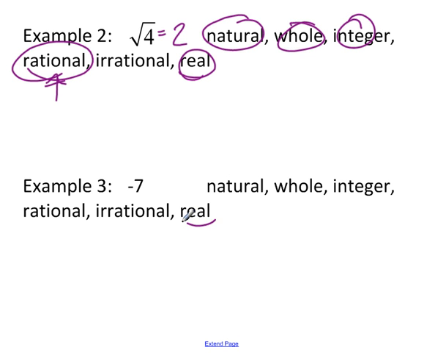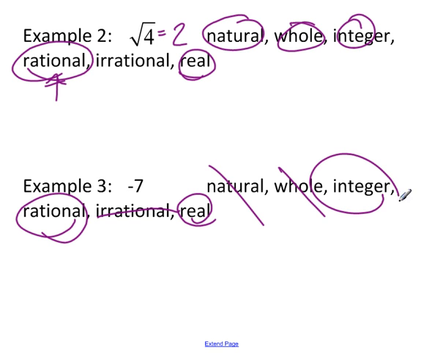-7. Well, it is real. Can it be written as a fraction? Yes, it can. Is it a natural number, though? No, -7 is not on Sesame Street. It is not 0. And therefore, it just is an integer. Negative numbers are integers.